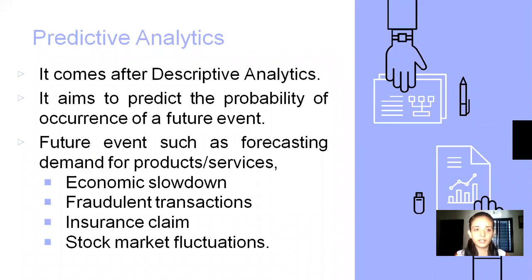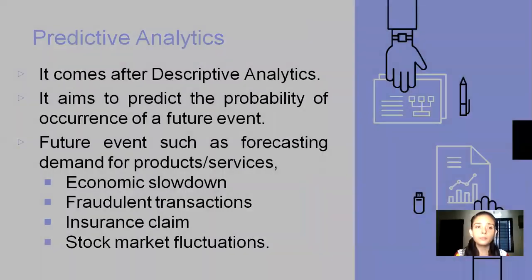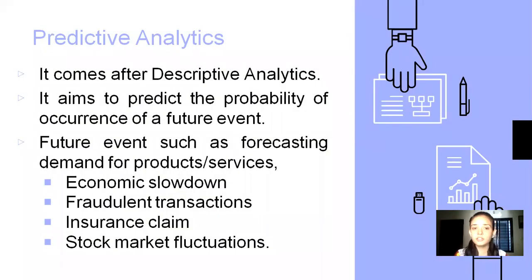So there are three types of analytics: descriptive analytics, predictive analytics, and prescriptive analytics. So we will see that also. Now, predictive analytics. We have already seen descriptive analytics. After descriptive analytics comes predictive analytics. The main aim of predictive analytics is the probability of occurrence of a future event. So what will happen in the future? It means you have to predict that. To predict means what will happen in the future.